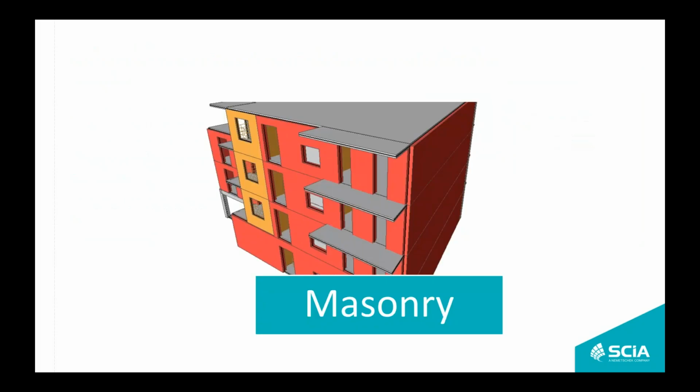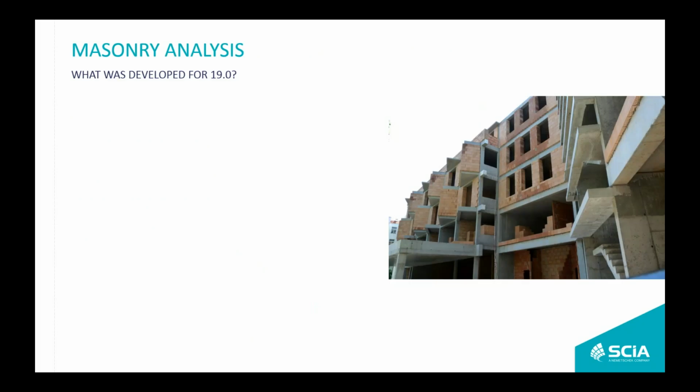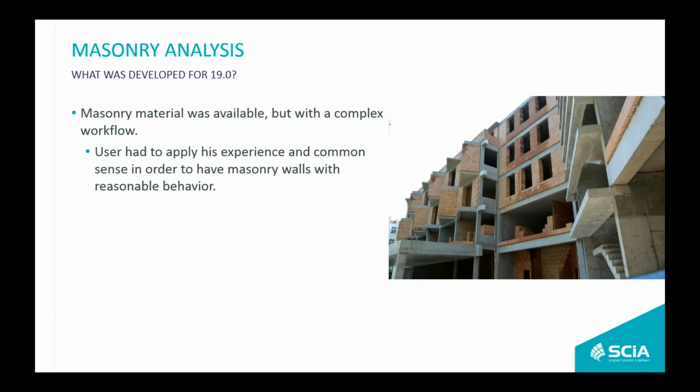The next topic that I am going to cover is improvements in masonry analysis. For 19.0, we took the state that we had. Indeed, the masonry material was available in SCIA Engineer, but the workflow with it, in order to have correct and sane behavior, was quite troublesome. The user had to apply experience and some tips and tricks in order to have masonry walls with reasonable behavior and not an unrestricted connection to following concrete members.